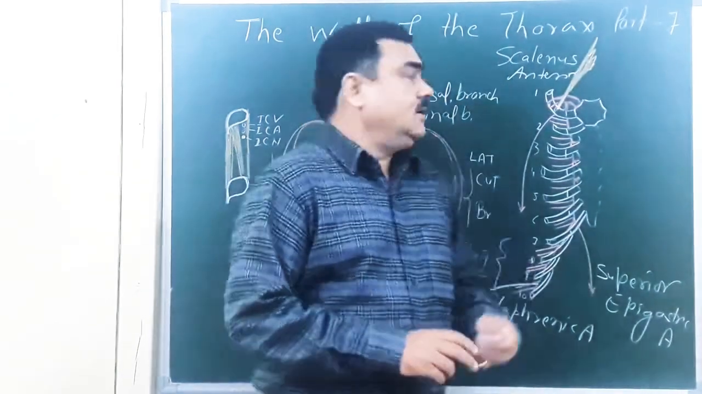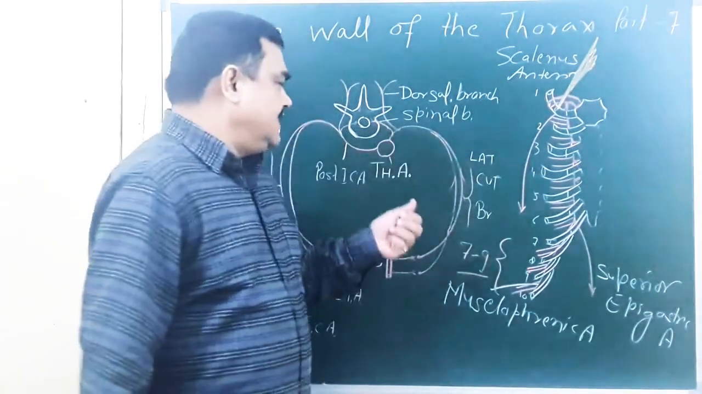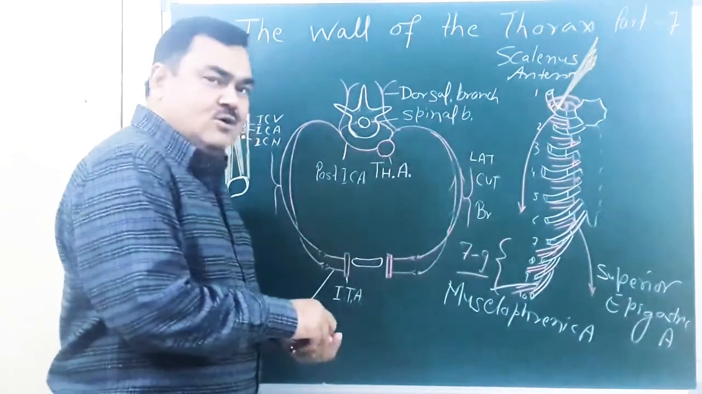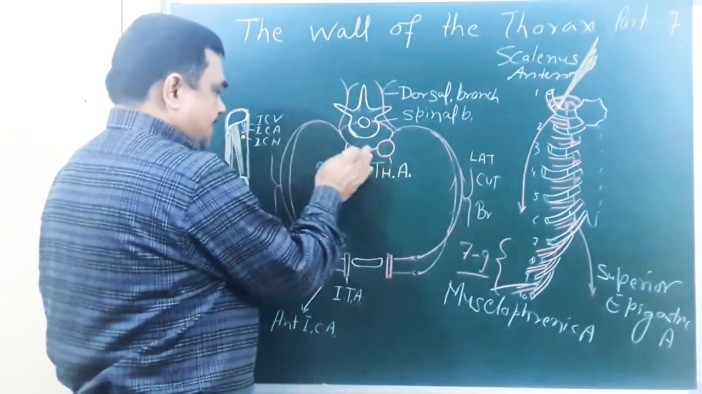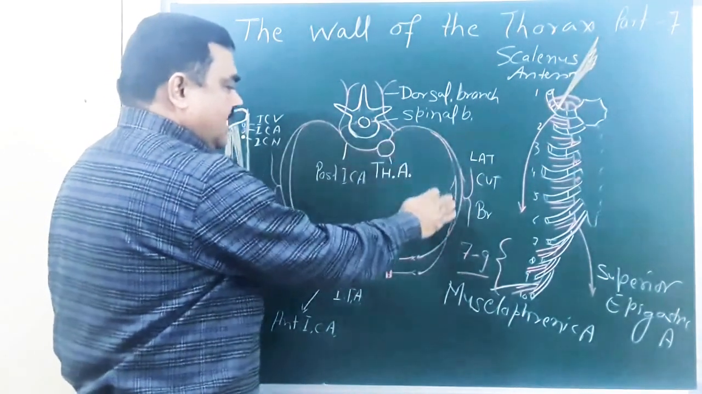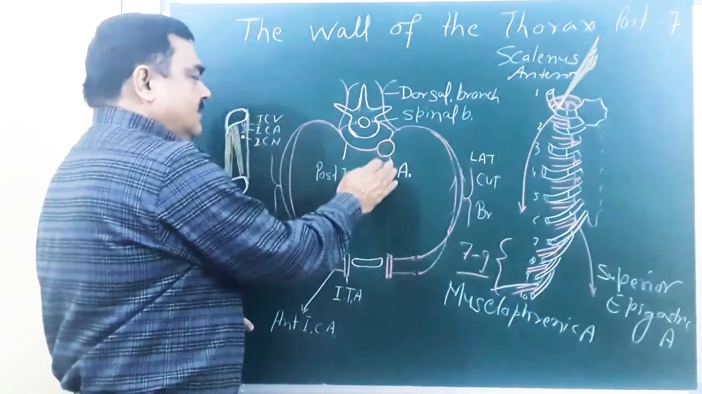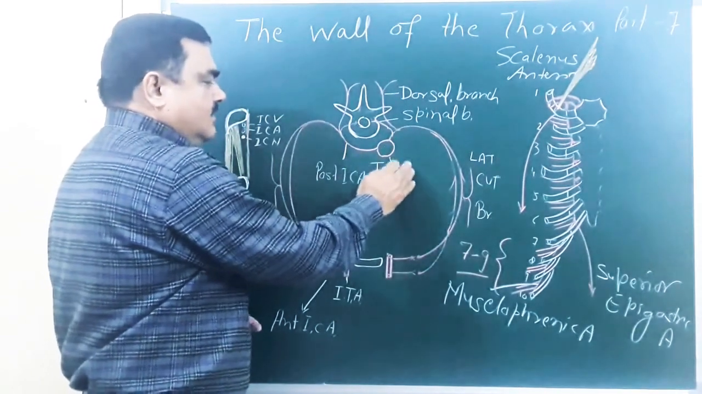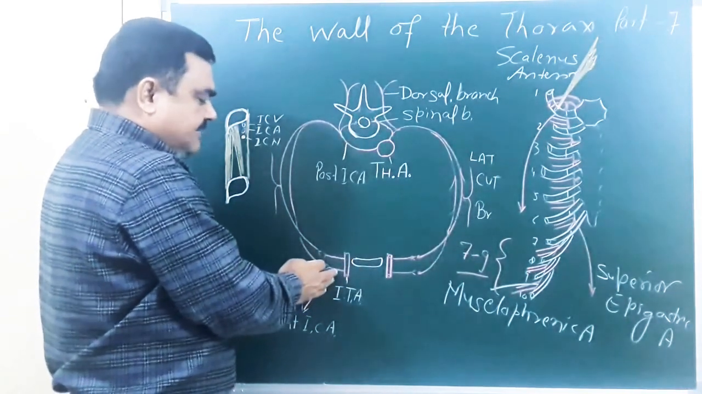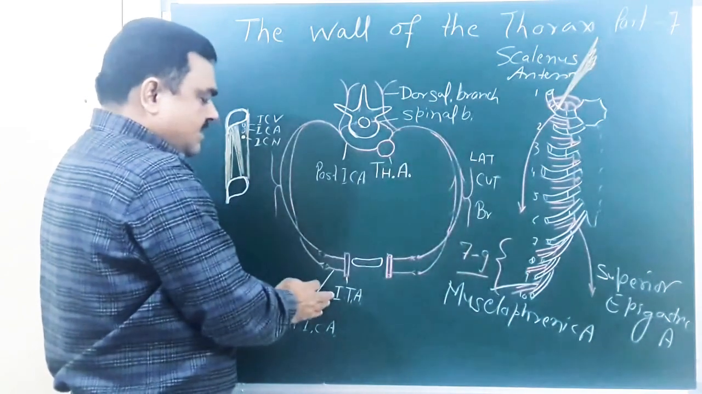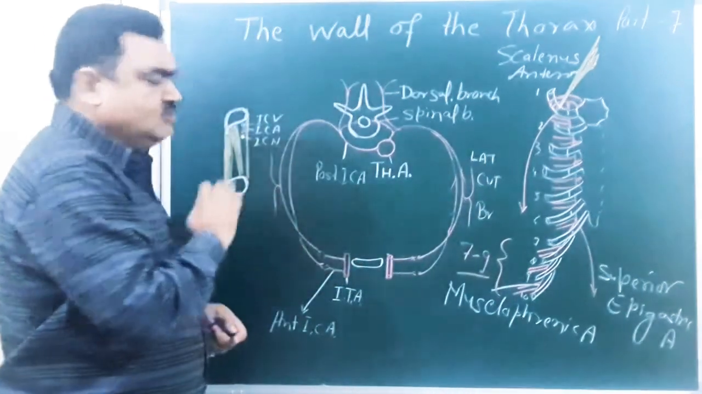Now we discuss about the wall of thorax part 7. In previous lectures you have seen the intercostal spaces are supplied by arteries. These are the posterior intercostal artery and anterior intercostal artery. These arteries arise from the thoracic aorta in 3rd to 11th spaces, and anterior intercostal artery arises from 1st to 6th space from internal thoracic artery, and from 7th to 9th space arises from musculophrenic artery.